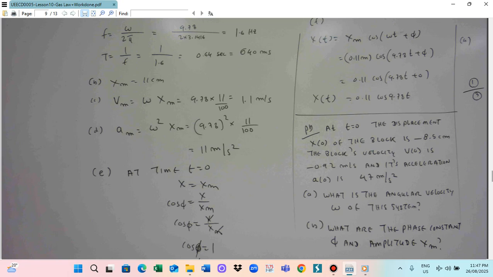So as a displacement at t equal to 0, the displacement is minus 8.5 centimeter.